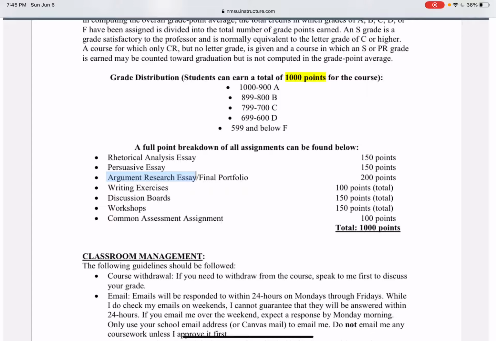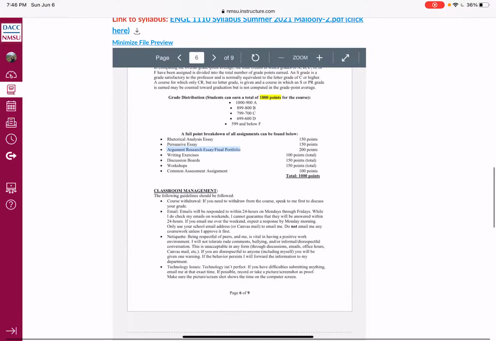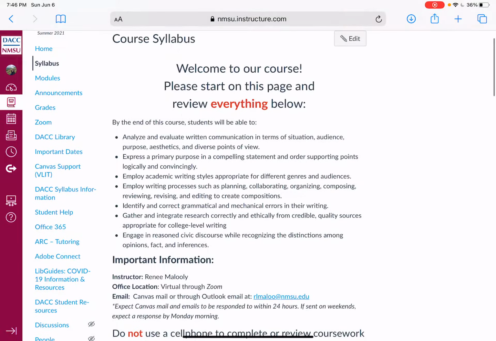Essay 3, final essay of the course, is the argument research essay. It's being submitted with the final portfolio. It's all one submission file. So if that gets technical, if you want me to clarify anything about that, let me know. But these guidelines are going to discuss that essay. So let's go ahead and get started with that.